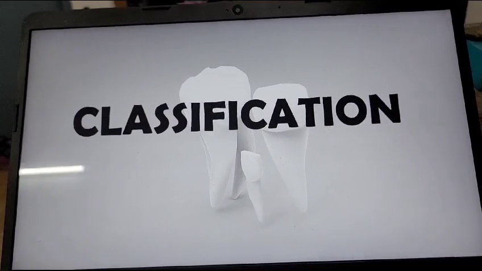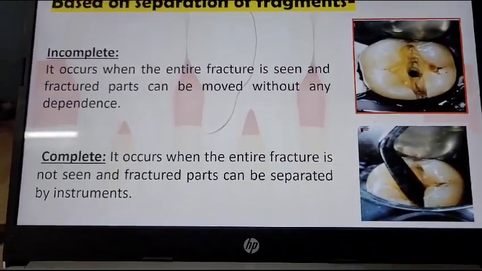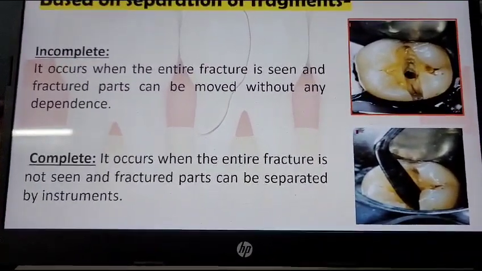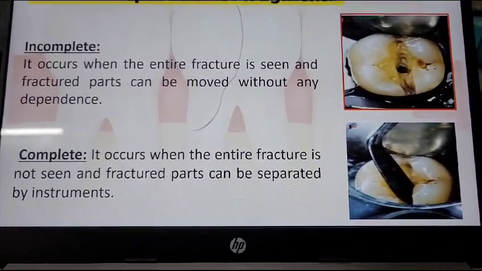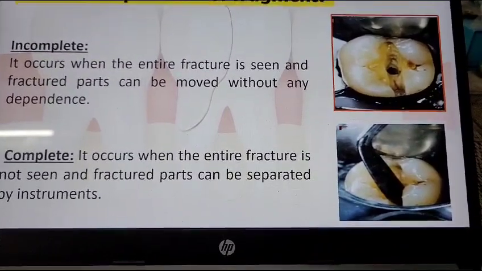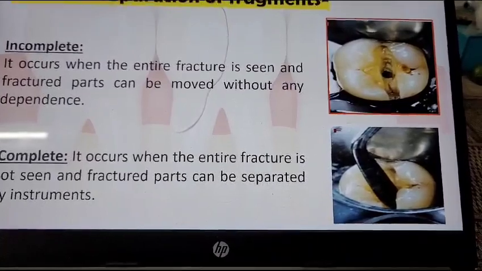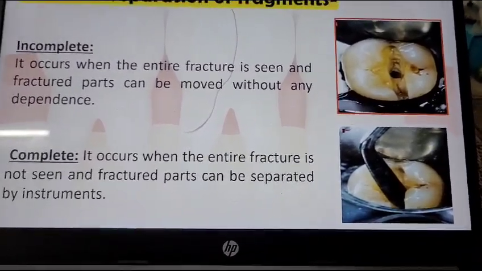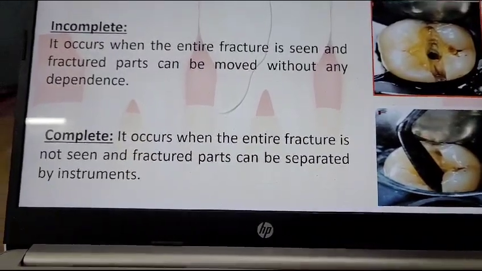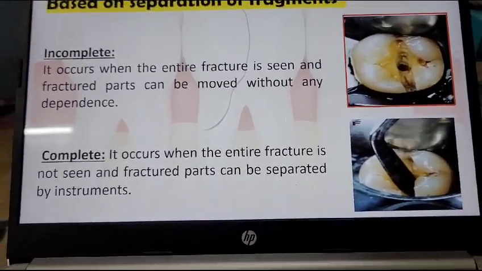They are classified into various types based on the separation of fragments, that is, either incomplete or complete. In the case of an incomplete fracture, the entire fracture is seen and the fracture parts can be moved without any dependence. But in the case of a complete fracture, the entire fracture is not seen and the fracture part can be separated by an instrument.